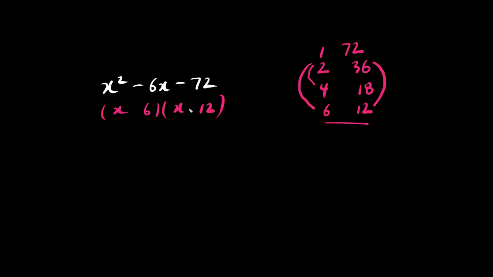The negative means we assign the negative to the larger number, and we have plus here. 6 times -12 indeed is -72, and -12 plus 6 is -6. We found the factored form.